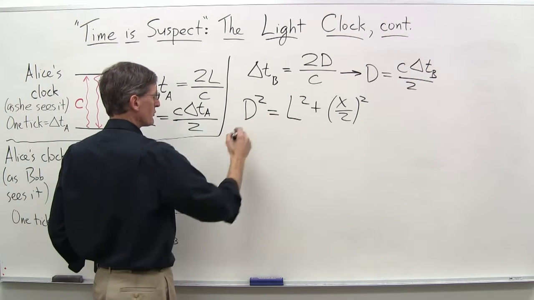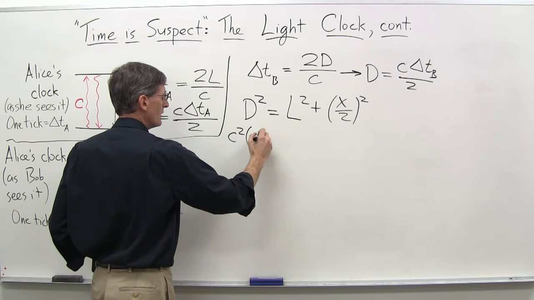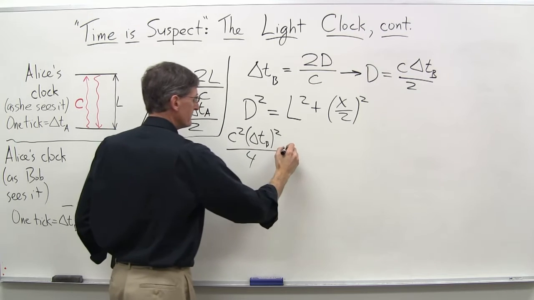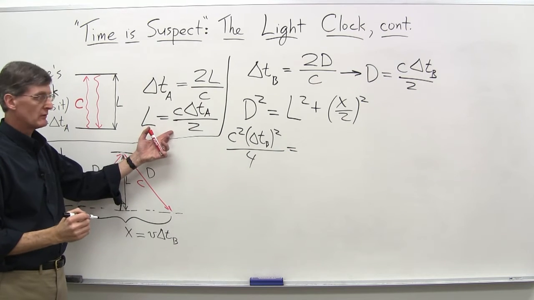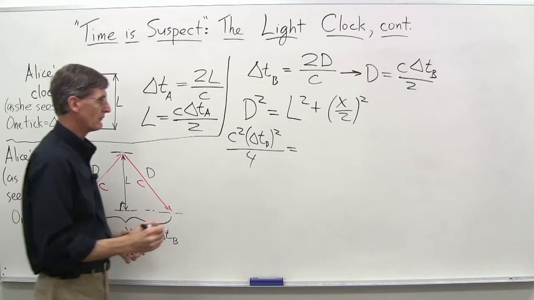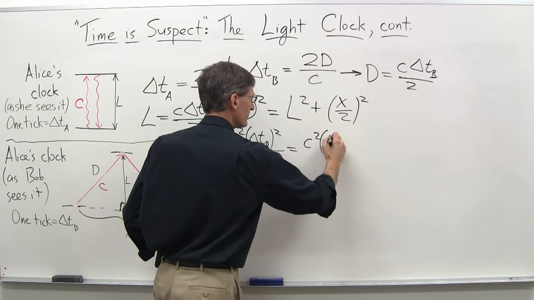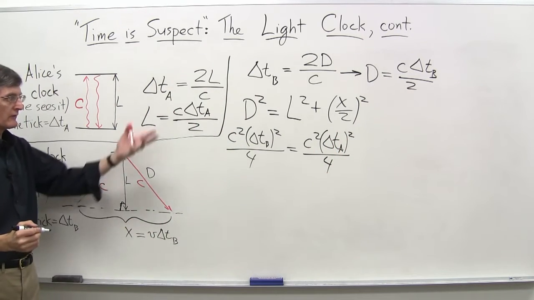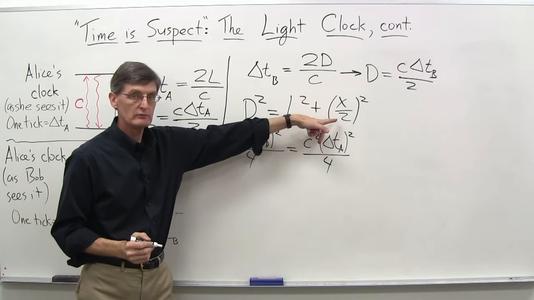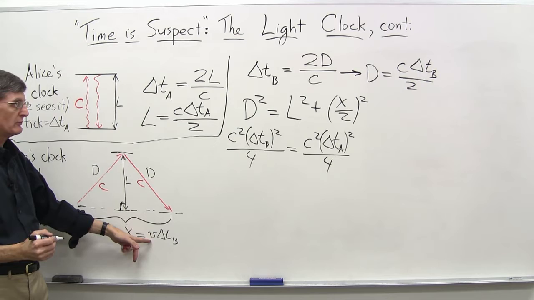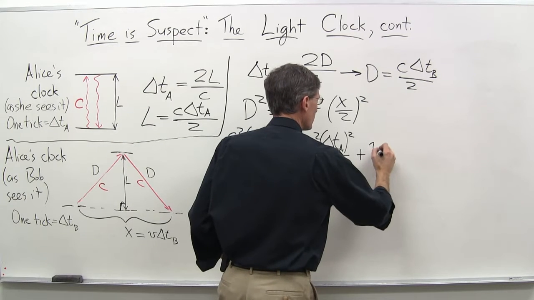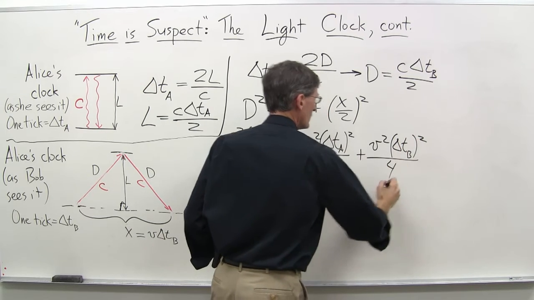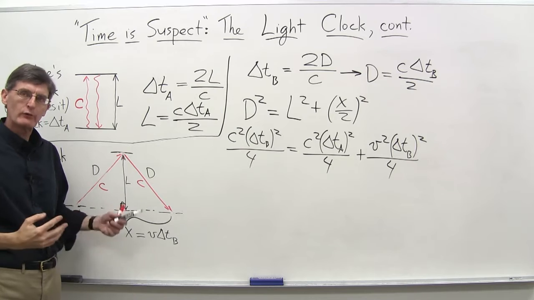So d here, if I square that, it's going to be c squared times delta TB squared, all over 2 squared, which is 4, of course, equals L squared, which is c squared delta TA squared over 4. And I've got x squared over 4, right? 2 squared is 4, and x squared is v delta TB squared. So that's going to become plus v squared delta TB squared over 4. And now we're getting someplace.